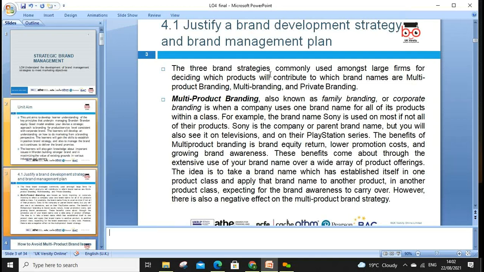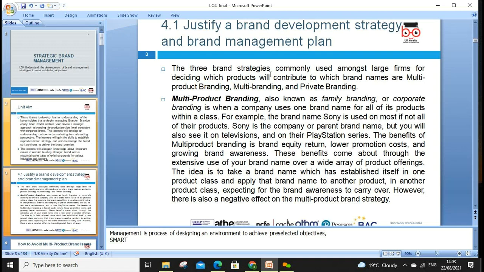First we have 4.1, justify brand development strategies and brand management. First of all, what is management, guys? Anyone know what is meant by management? Management is a process of designing an environment to achieve pre-selected objectives. So that's management.